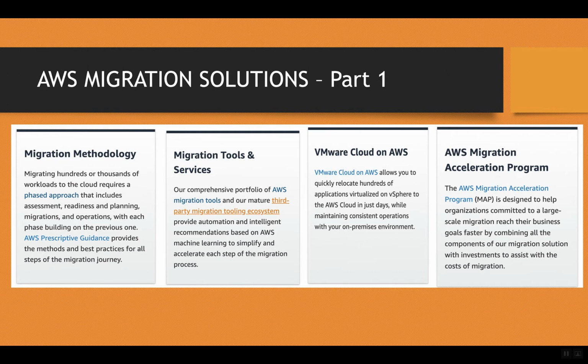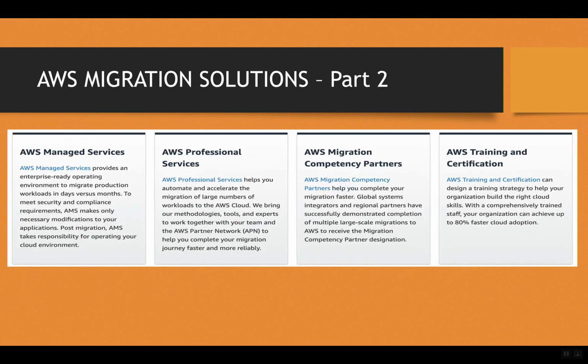Tools and services will give you the tools, and you can use VMware Cloud on AWS to quickly relocate hundreds of applications virtualized on vSphere to the AWS cloud in just days, while maintaining consistent operations with your on-premise environment. The AWS Migration Acceleration Program is designed to help organizations committed to a large-scale migration reach their business goals faster by combining all the components of a migration solution with investment. Part 2 is AWS Managed Services, AWS Professional Services, and AWS Migration Competency Partners. You can also go for AWS Training and Certification.